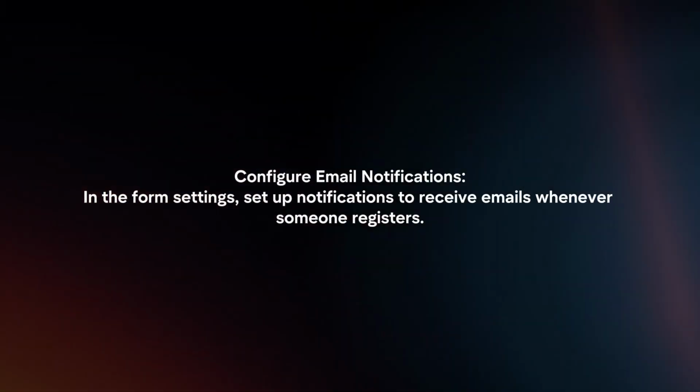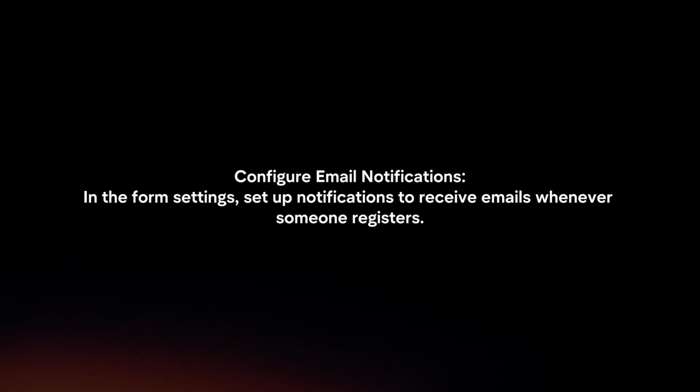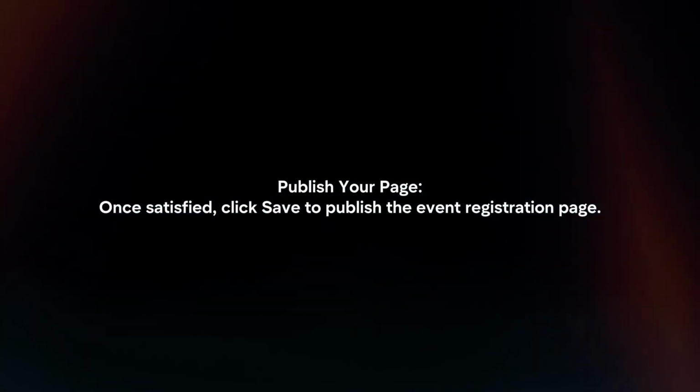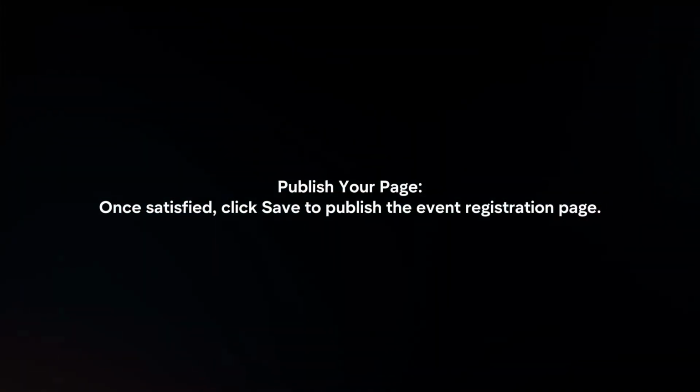Configure email notifications. In the form settings, set up notifications to receive emails whenever someone registers. Publish your page. Once satisfied, click Save to publish the event registration page.